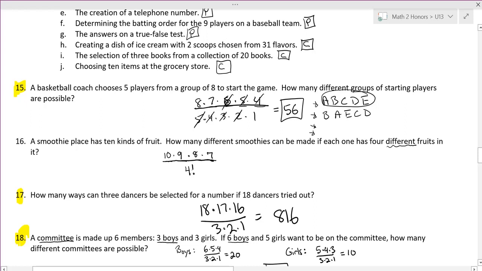When you work through the math on this one, you can use your calculator, or you could just reduce it. Let's see, 10 times 9 times 8 times 7 over 4 times 3 times 2 times 1. You could say 4 times 2 is 8. You can divide 9 by 3. And you're left with 10 times 7 times 3, which is 210. So you could do it without a calculator like that, or you're able to use a calculator as well. And you get 210 different ways.